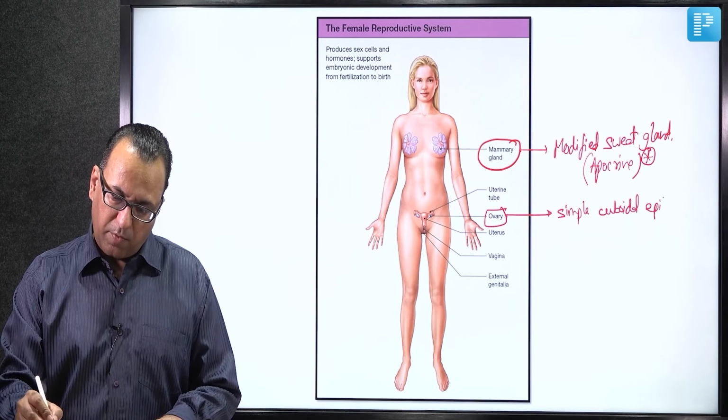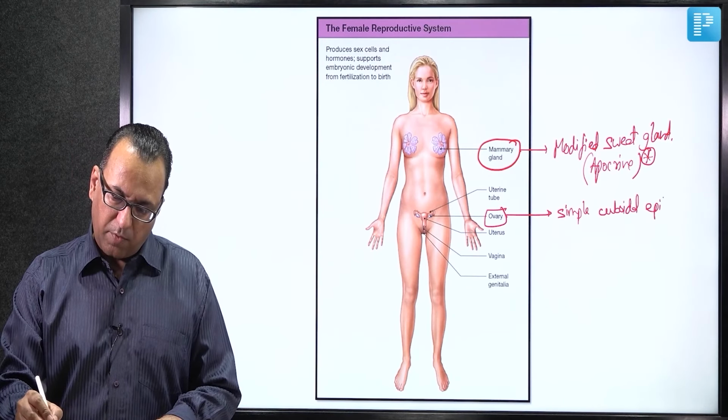Question 9. What is the type of collagen seen in cartilage? Here are the options. A. Type 1 collagen. B. Type 2 collagen. C. Type 10 collagen. D. Type 7 collagen. And the correct option is B. Type 2 collagen. Here's the explanation.